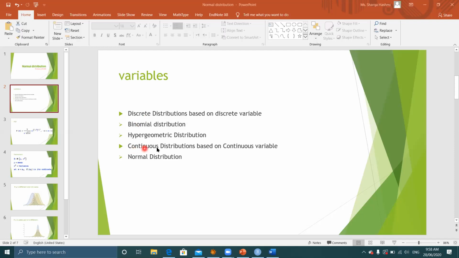And for the continuous distribution, continuous variable is considered, and these distributions are called continuous distributions, whose range starts from between two intervals a to b or any specified value. So first one continuous distribution we are going to study is called normal distribution.